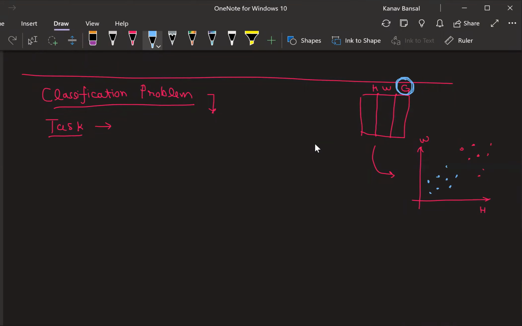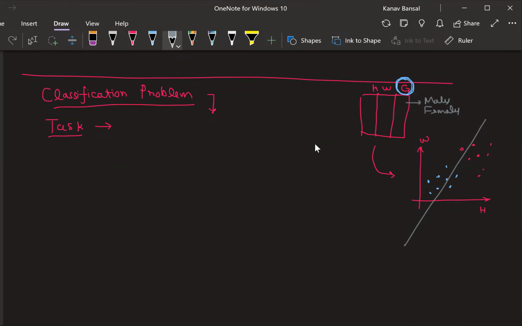And how do I solve this task? What I'm trying to find here is the line that can separate the positives and negatives, that can separate the males and females. Am I trying to find a line? Is it a good line? Yes or no?